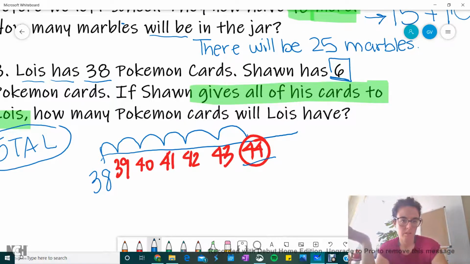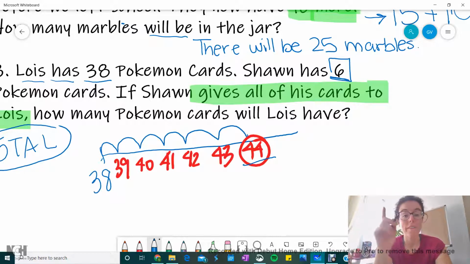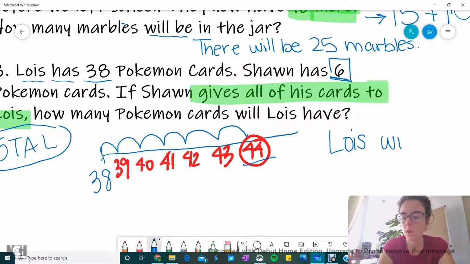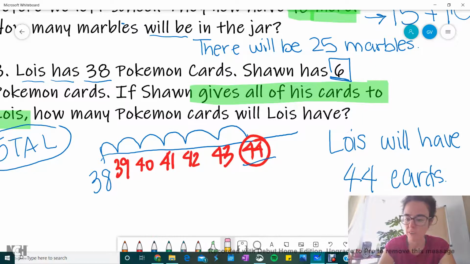But are we done? Is that it? No, we have to write our sentence. So we say Lois will have 44 cards. Oh, my C looks like an E. Let's fix that. No, and I erased my A. Well, that's okay. C, A, oh my goodness. All right, it's a little messy, but you guys can read it, right? So there is our sentence with our full stop. Lois will have 44 cards.